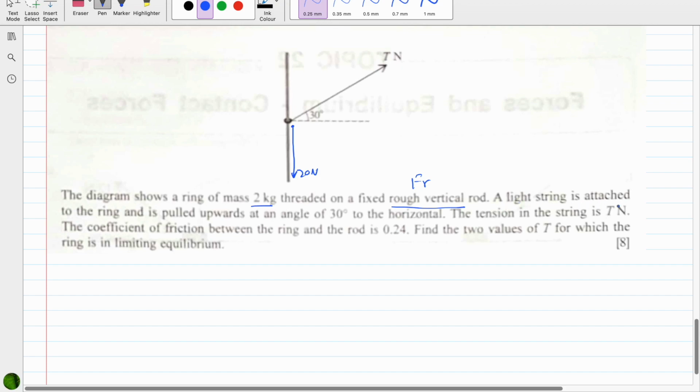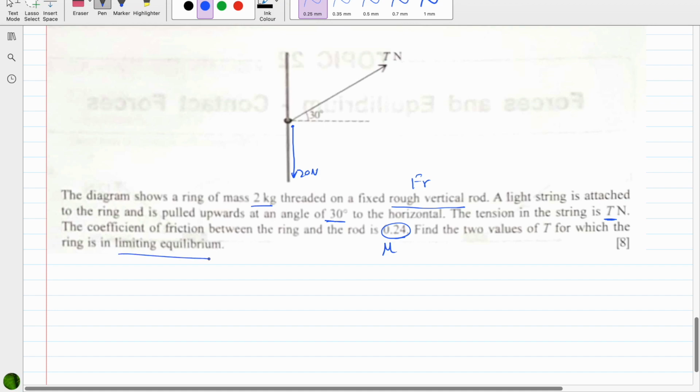A light string is attached to the ring and is pulled upwards at an angle of 30 degrees to the horizontal. The tension in this string is T newtons. The coefficient of friction between the ring and the rod is 0.24. Find the two values of T for which the ring is in limiting equilibrium.